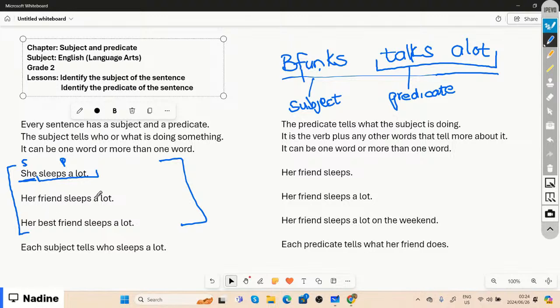Then, if we look at the next sentence, it says her friend sleeps a lot. If we were to identify what our subject is, the subject tells us who or what is doing something, and can be either one word or more than one word. So, who is doing something here? Her friend is doing something. So that is the subject, which means that it is two words now. And what is her friend doing? Sleeps a lot is our predicate, right? And that is why we say within a sentence we have a subject and we have a predicate.